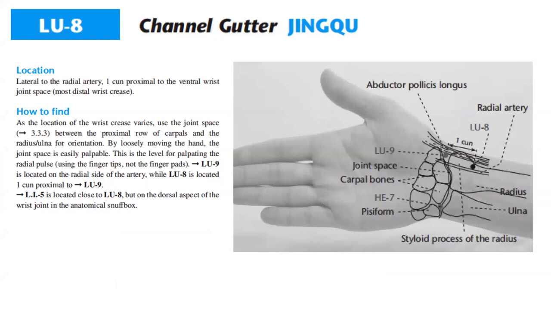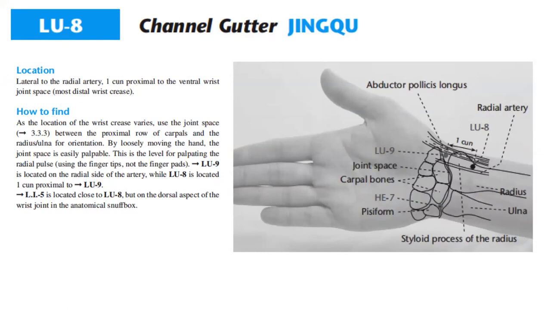As the location of the wrist crease varies, use the joint space between the proximal row of carpals and the radius ulna for orientation. By loosely moving the hand, the joint space is easily palpable. This is the level for palpating the radial pulse, using the fingertips, not the finger pads.